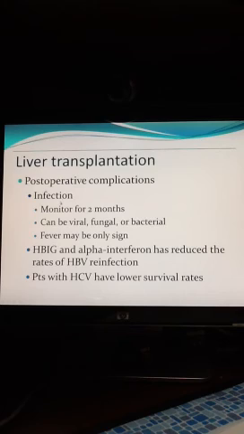Post-op complications, patient has to be monitored for infection for 2 months. That infection could be viral, fungal, or bacterial, and the only sign might be a fever. There are drugs and the immunoglobulin that have reduced the rates of hepatitis B reinfection. So if the reason for a transplant is a hepatitis B, then they'll be on these drugs to prevent that virus from reinfecting the transplanted liver. Patients who have hepatitis C and get a transplant, they may receive antiviral therapy, but patients who have the hepatitis C will have a lower survival rate. The hepatitis B transplants, those work better. They seem to have better ability to control HBV reinfections.